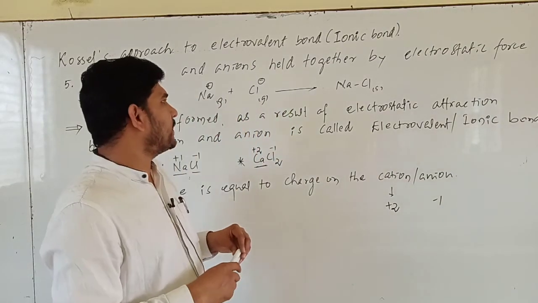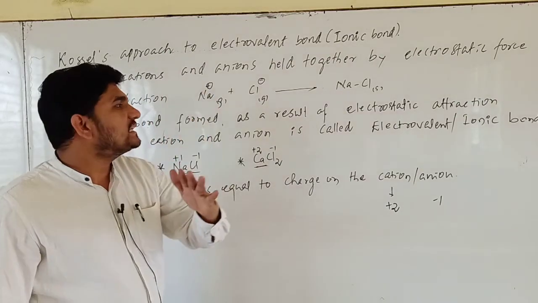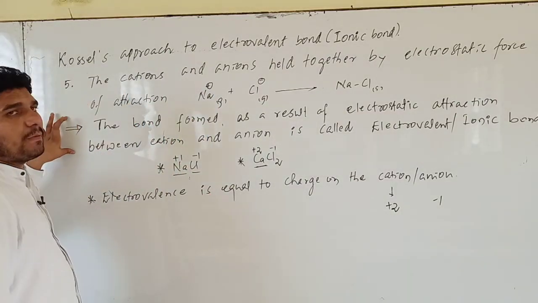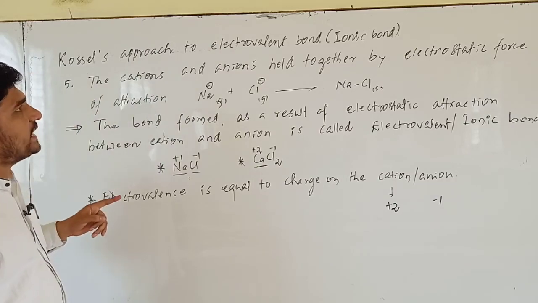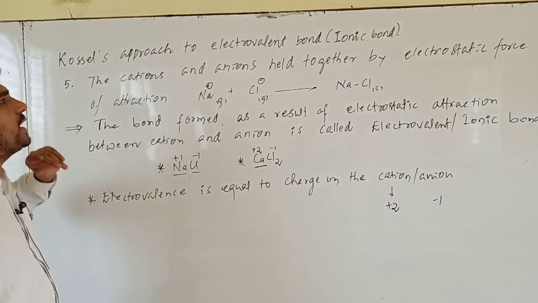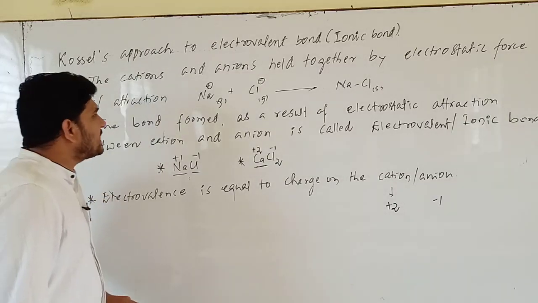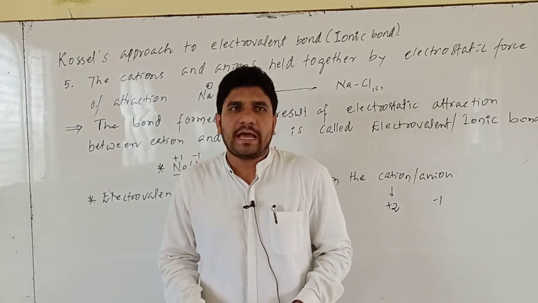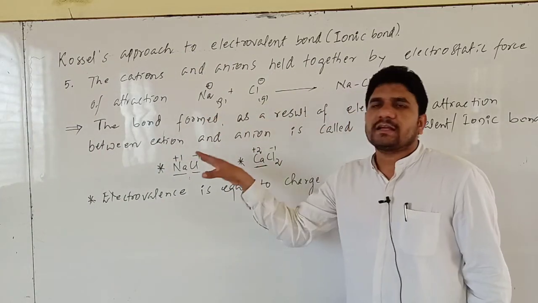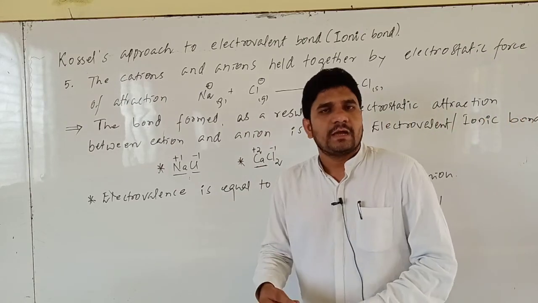These are very important from the point of view of examination. The last thing you need to remember in Kossel's approach to the electrovalent bond is the definition of electrovalent bond or ionic bond. What is ionic bond? The bond formed as a result of electrostatic attraction between cation and anion is called electrovalent bond.